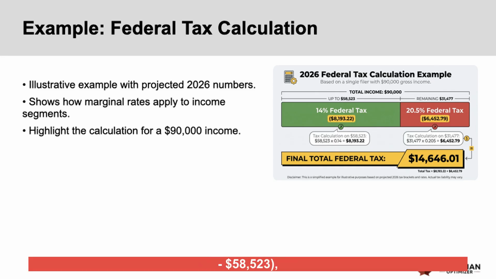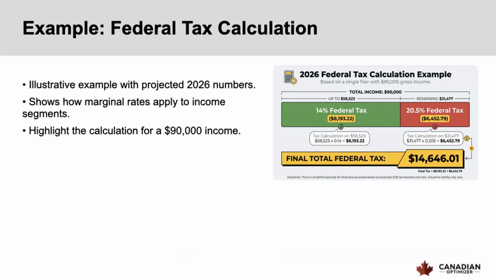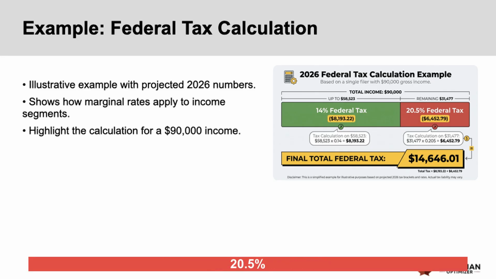The remaining portion of your income, which is $31,477, $90,000 minus $58,523, falls into the next bracket. This segment is taxed at the 20.5% federal rate, equaling $6,452.79. Adding these together, your total federal tax on $90,000 is exactly $14,646.01. This calculation clearly demonstrates how the progressive system ensures you only pay the higher rate on the dollars that actually land in that higher bucket.